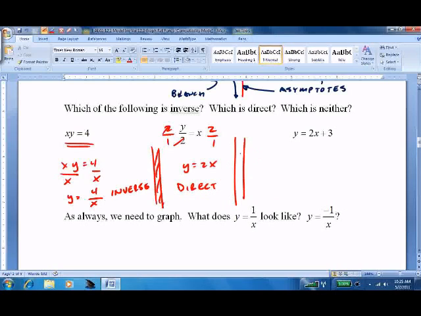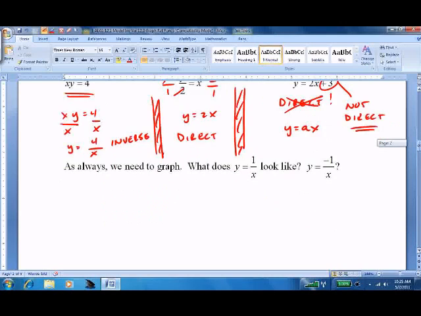And a common misconception, people look at this and say, oh, this must be direct. But it's not, because it's not y equals ax. It's got an intercept out here. So that is not considered direct variation. We can get into all that detail another time, but for now, just remember, if it has a y-intercept, it's not direct. It's got to go through 0, 0.